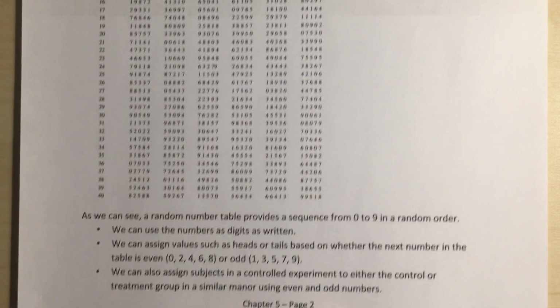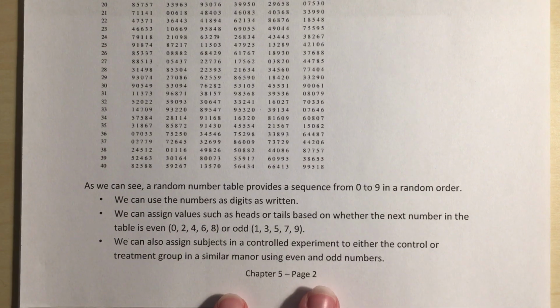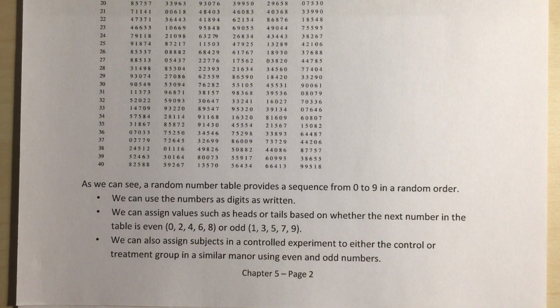As we can see, a random number table provides a sequence from 0 to 9 in a random order. We can use the numbers as digits as written. So if we're looking for digits 0 through 9, we could just use those. We could assign values such as heads or tails based on whether the next number in the table is even or odd. So if we're comparing two different types of values, we could use even or odd, or some other comparison of a pair of different qualities.